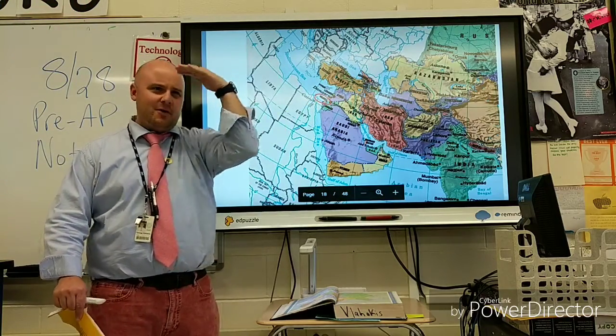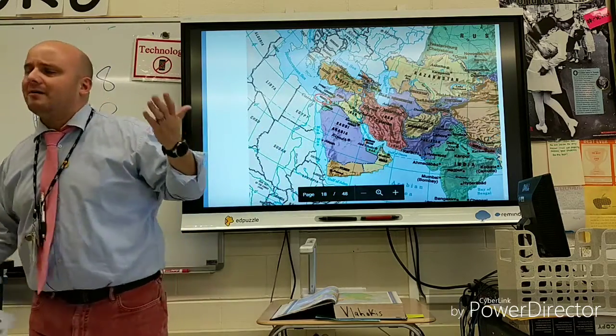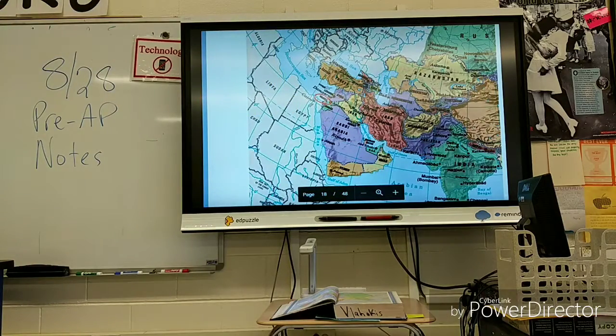That's called point of view, and it's the bias of the map maker. Does it mean the map is wrong? No. But you can tell who made the map. A Muslim map maker did not make this map.